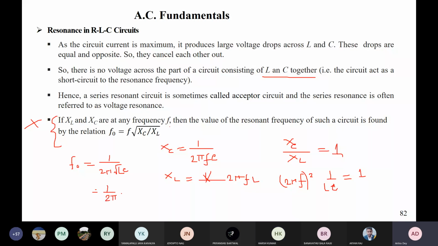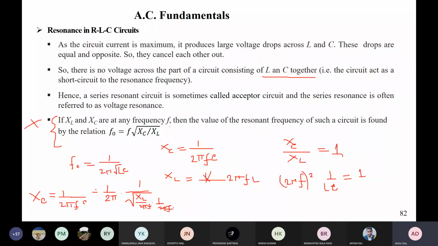So here in case of L, we can write it as, okay, got it. Oh, they want to say like this. L we can substitute in terms of XL. So we can write here L as XL divided by 2 pi f, isn't it? And C is equal to 1 by 2 pi f into XC, isn't it? So XC is equal to 1 by 2 pi f into C, isn't it? So we can write C as 1 by 2 pi f XC.